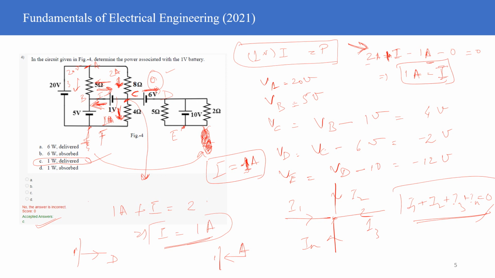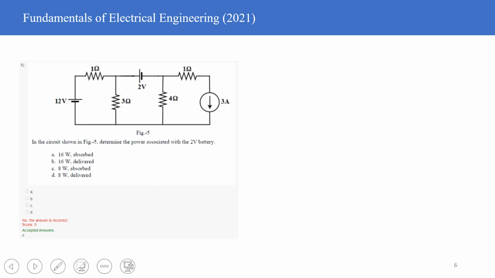Okay, that's good. So let me proceed forward now. Question number 5 is again related to power, right? The question is asking you to determine the power which will be flowing out via the 2 volts battery. So tell me, how should I proceed forward, Hassan?